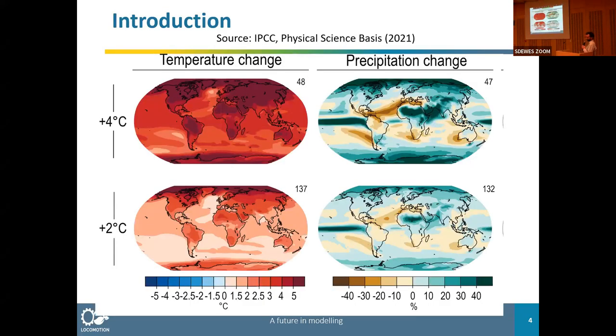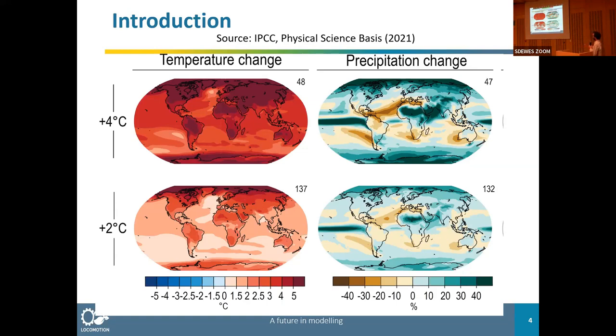So now, these are graphics from the IPCC, and they are very important because they influence our results. These graphs to the left are the temperature change, and to the right are the precipitation change. So we have projections for a world temperature change of 2 degrees and a world temperature change of 4 degrees. And we can see that for temperature, the highest expected increases are in higher latitudes and in continental regions. And the precipitation change is expected to increase in most of the world in the most extreme scenario, not so much in the 2 degree scenario.